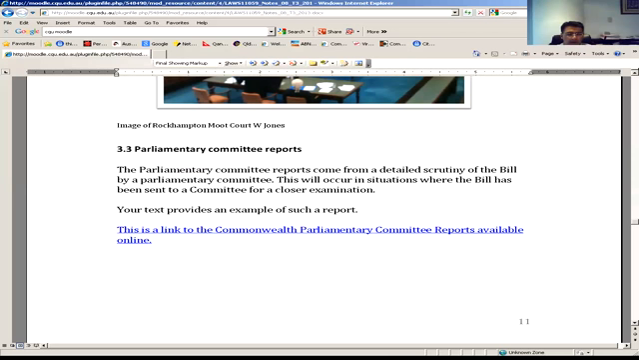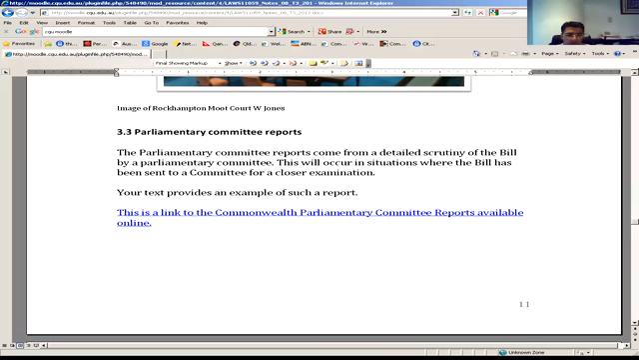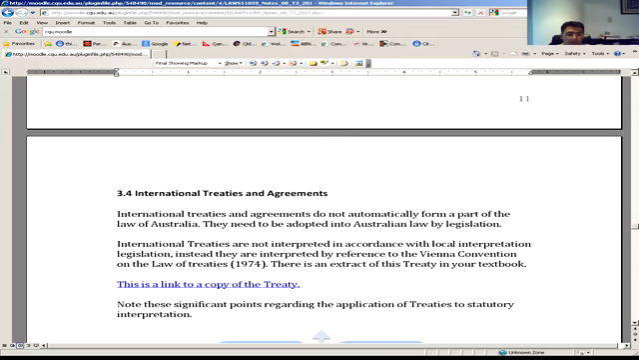Parliamentary committee reports. This is something which you see more often at the federal level, and they can be very helpful in terms of scrutinising the bill and tinkering with things in a bill.